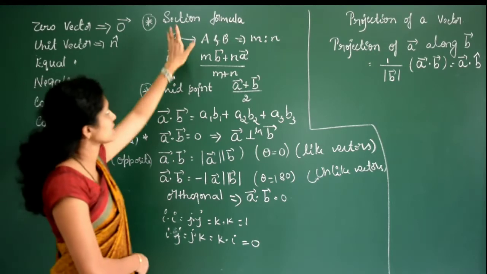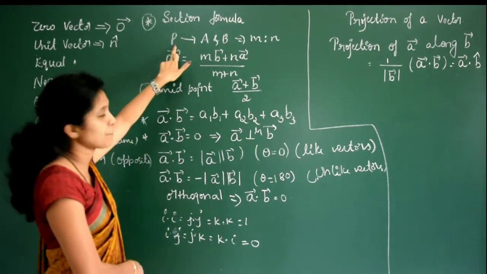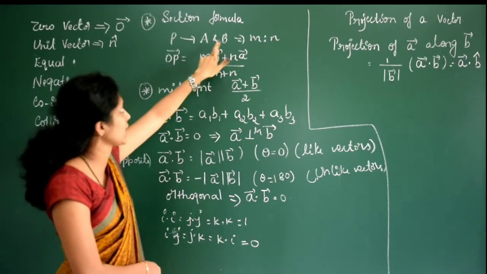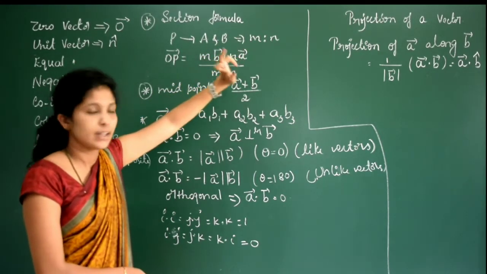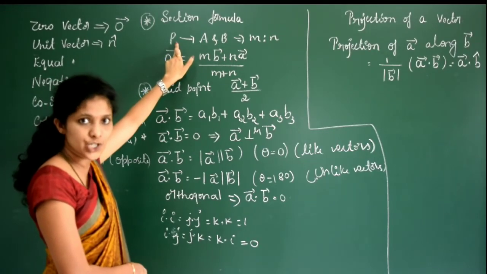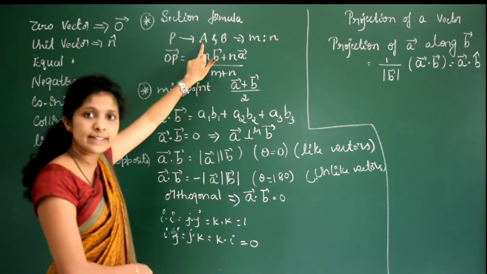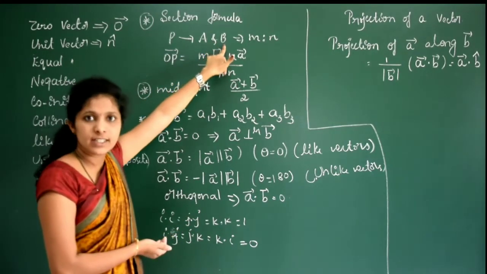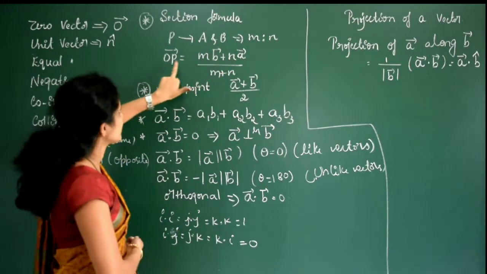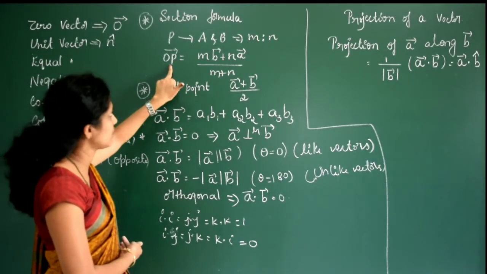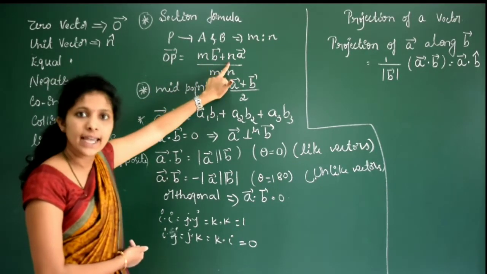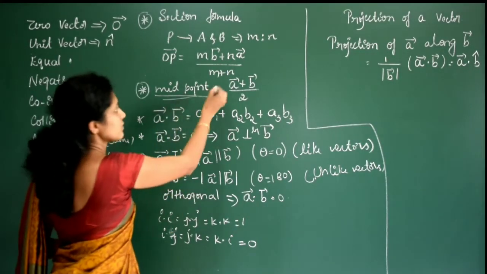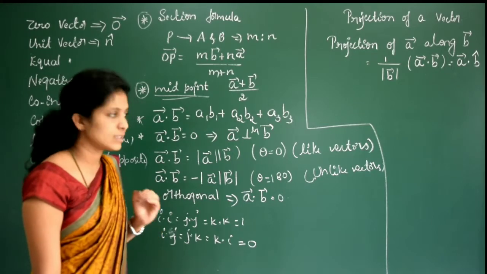See here, we have studied this section formula. P is a point which divides AB in the ratio m is to n. Then OP vector is the position vector from O to P. OA vector is represented as a vector, and OB vector is represented by b vector. Then the position vector OP is given by (m b vector plus n a vector) divided by (m plus n). If P is the midpoint, then it is (a vector plus b vector) divided by 2.